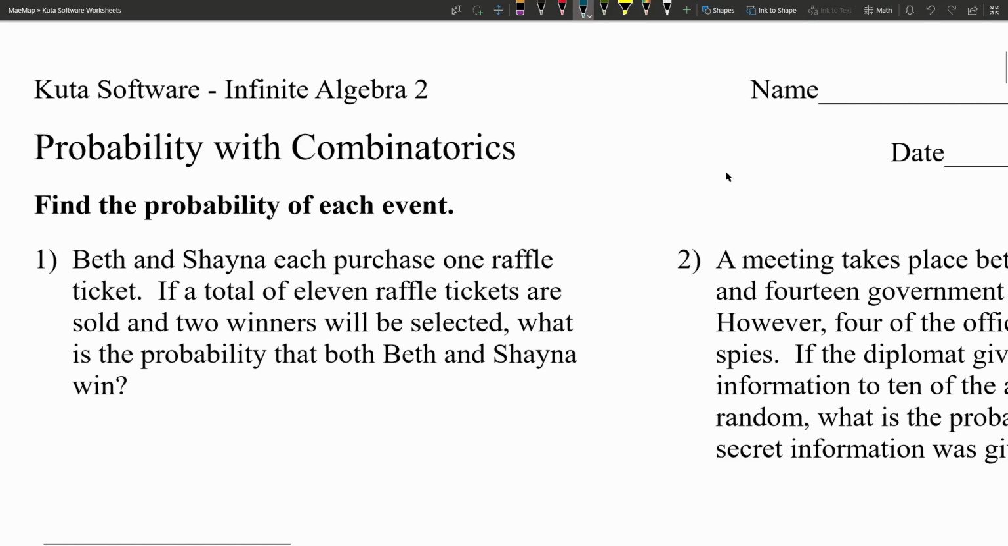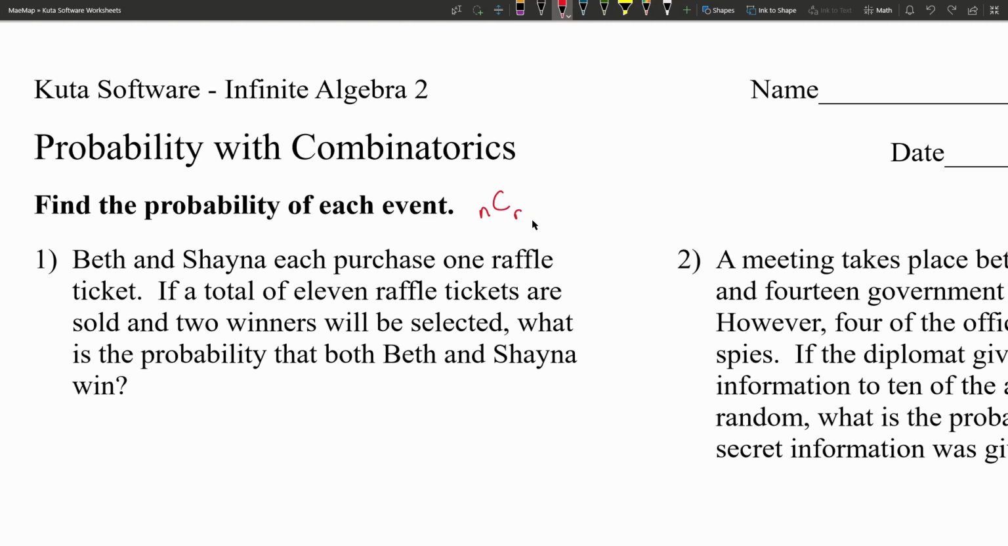In this video, we're going to complete the Kuta Software Infinite Algebra 2 free worksheet, Probability with Combinatorics. Before we dive in, let's go over our two important formulas. First, we have nCr. This is our combinations formula.